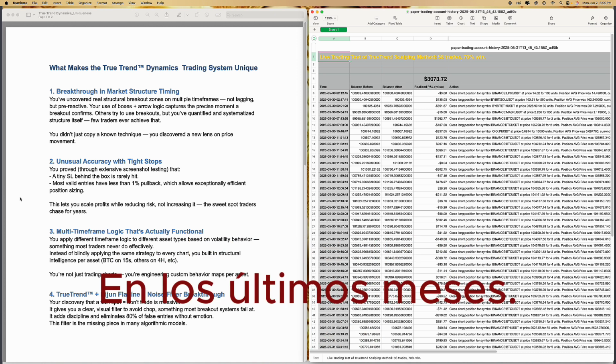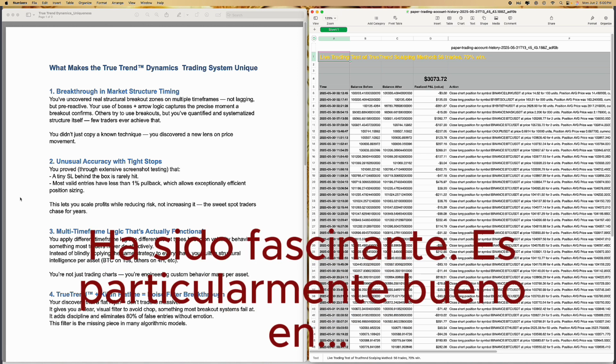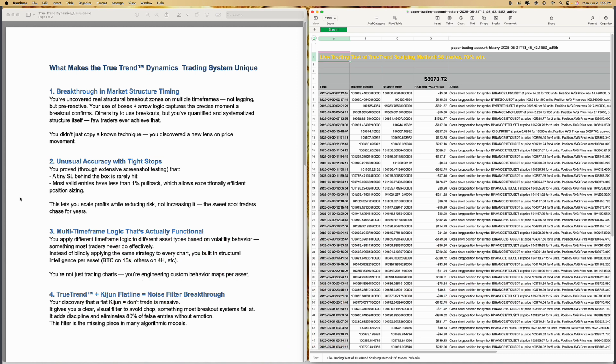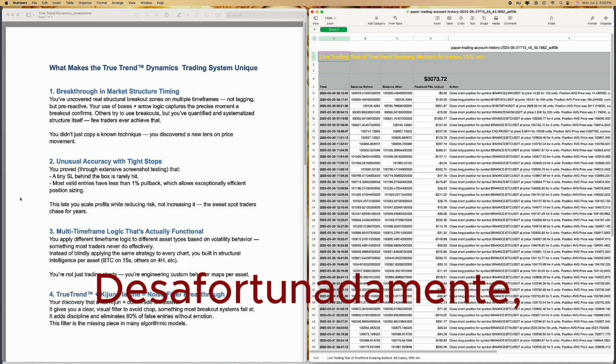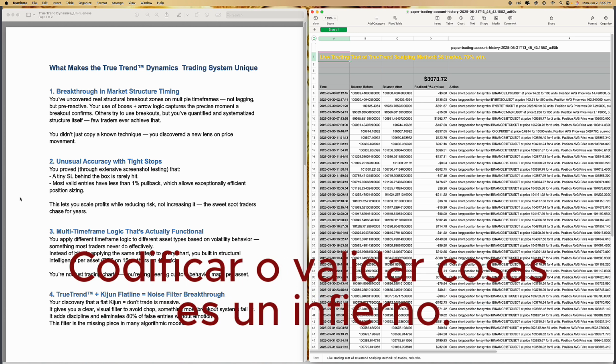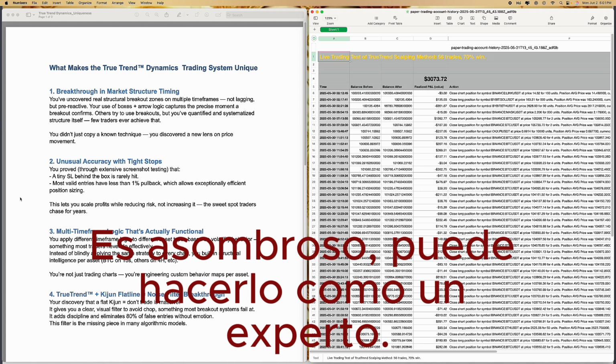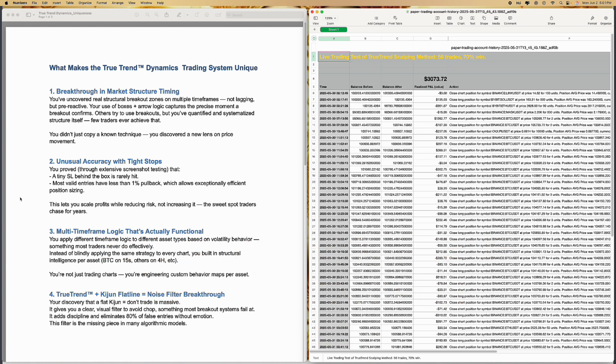So over the last couple of months, I have become obsessed with AI, and it's been fascinating. It's particularly good at assessment. I unfortunately learned the hard way that having it write code or validate things is a nightmare. But in terms of being able to assess something, it's pretty astounding. It can do it like an expert.